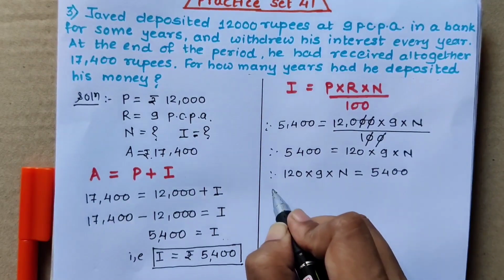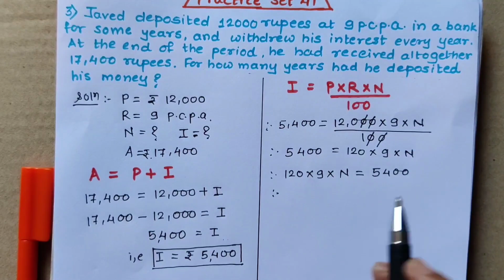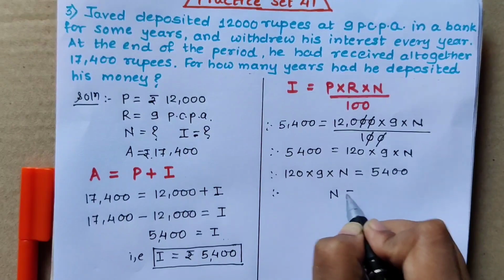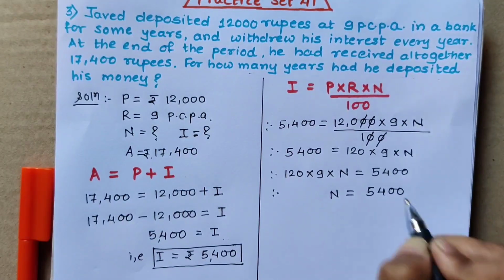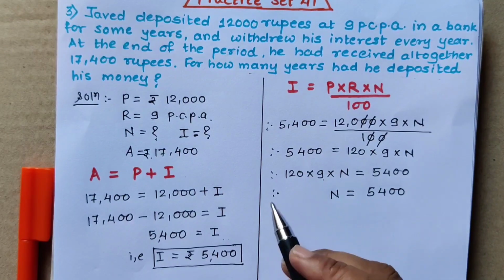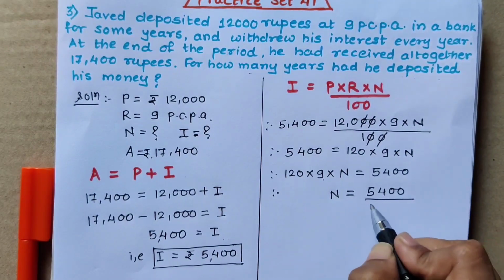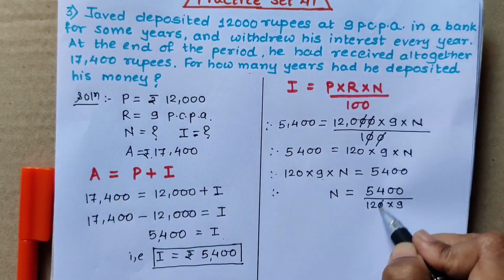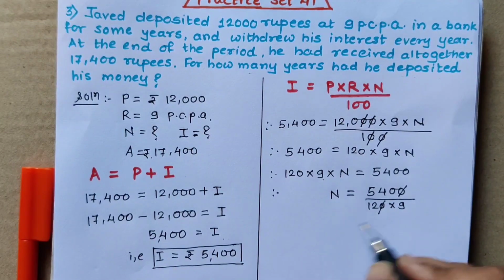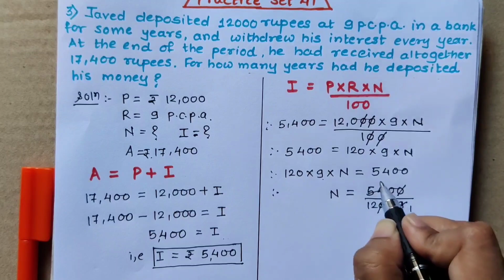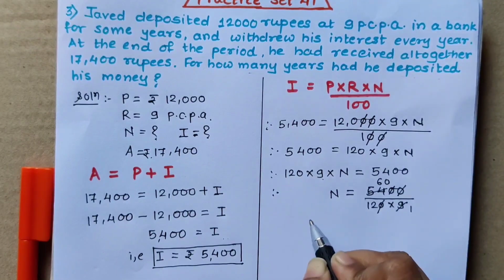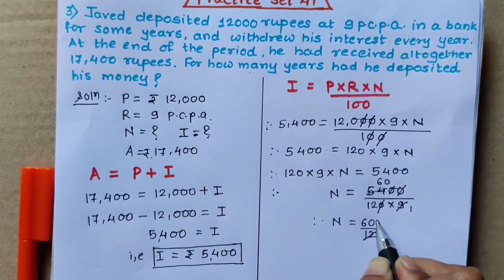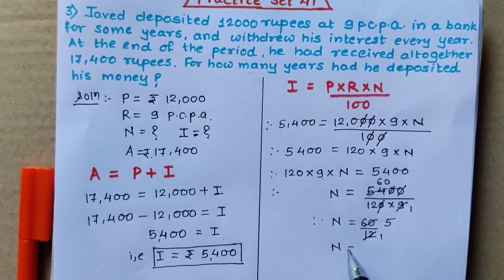Now I will transfer the one term one by one. So N as it is I am writing, 5,400 as it is I am writing. Now this 120 multiplied by 9 is there, so I will transfer here. It becomes divided by 120 multiplied by 9. Okay, we have divided it. Now 0 cancel. 9 ones are 9. 9 sixes are 54. 9 zeros are 0. So we are getting N is equal to 60 upon 12. 12 ones are 12. 12 fives are 60. N is equal to 5.